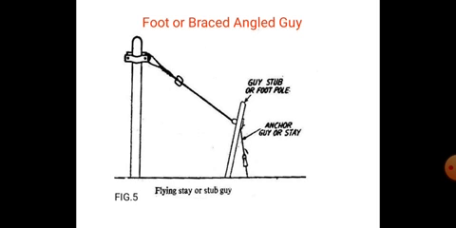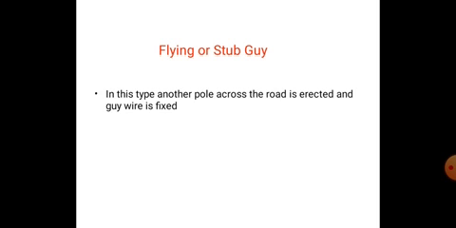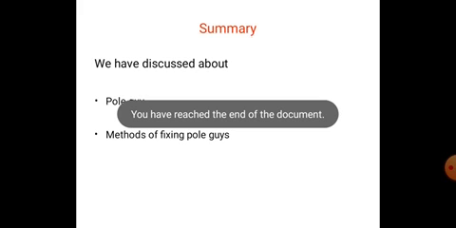See here, there is no space, so we are using another two guy wires. Up to a certain distance we are using one guy, and from that we are using another guy. In this type, another pole across the road is erected and the guy wire is fixed. So in this class we discussed pole guys and methods of fixing of pole guys.